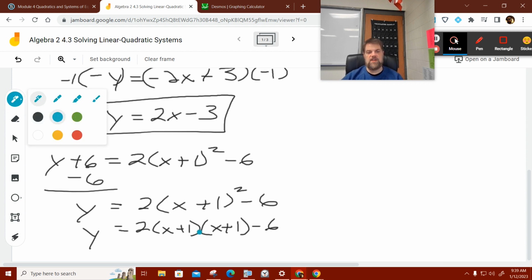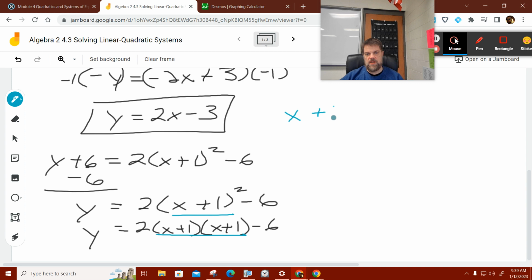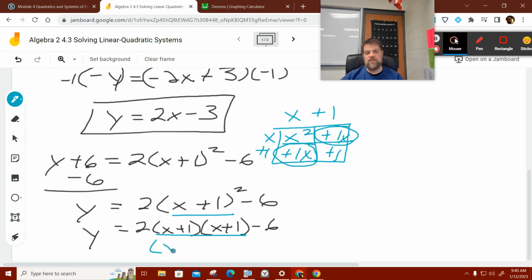So on a side note, I'm going to figure out what this is. Okay. So over here to the side, I'm going to say x plus 1 times the quantity x plus 1. So what's x times x? x squared. What's 1 times x? Positive 1x. x times 1 is just a positive 1x. And what's 1 times 1? Positive 1. So if I combine like terms, what's 1x plus 1x? 2x. So this whole thing becomes x squared plus 2x plus 1.